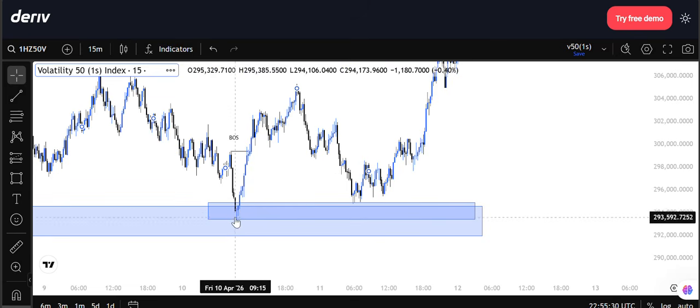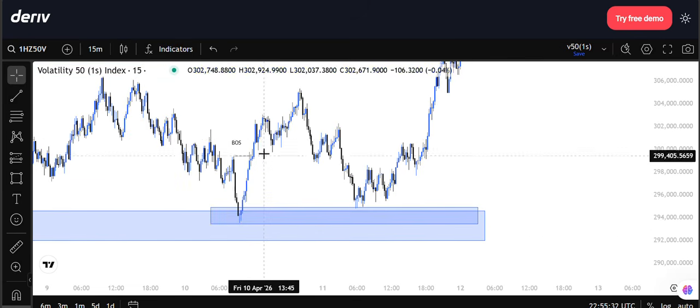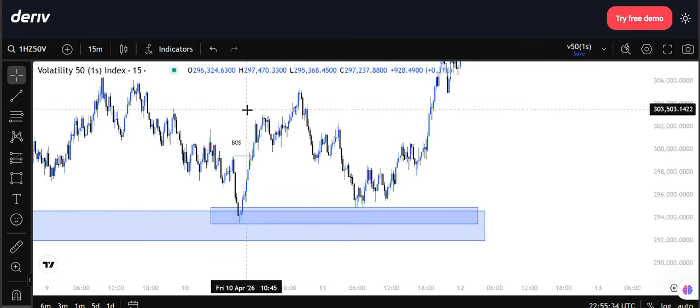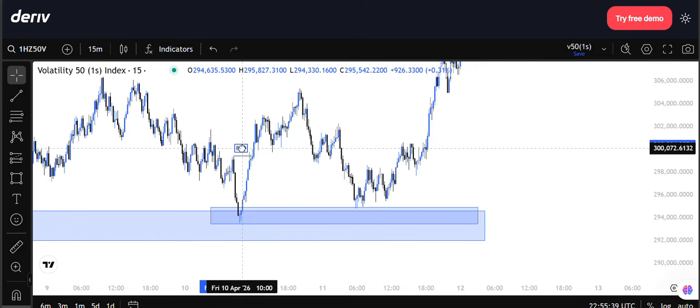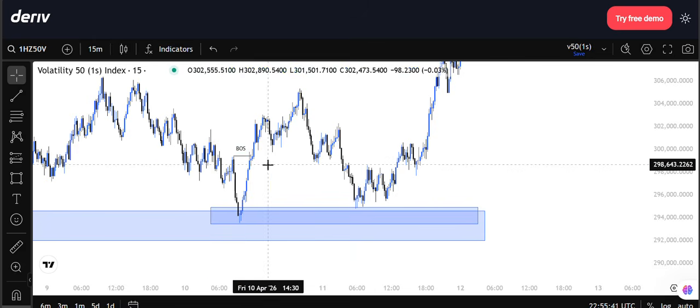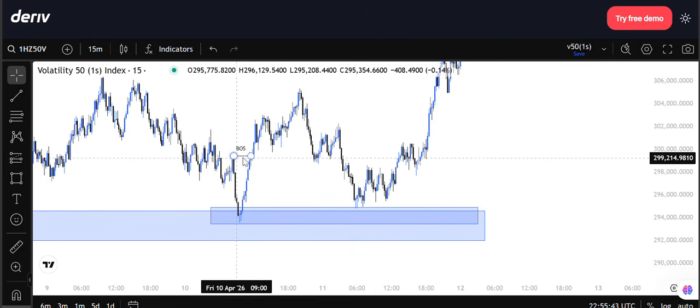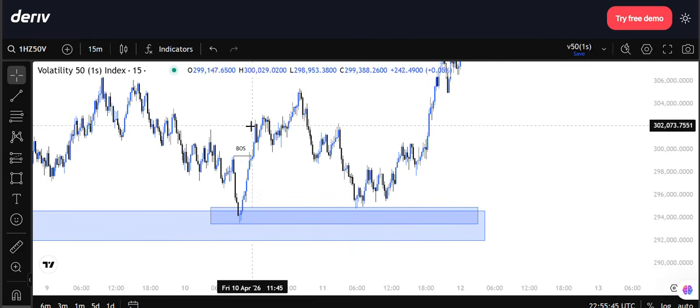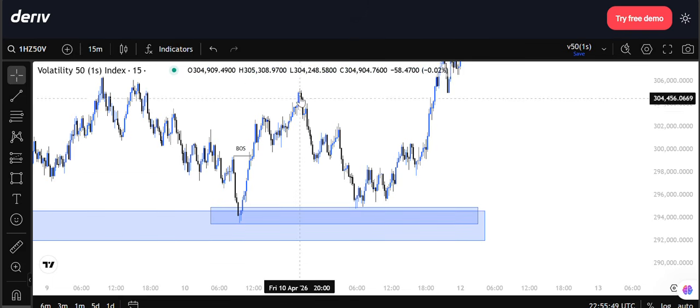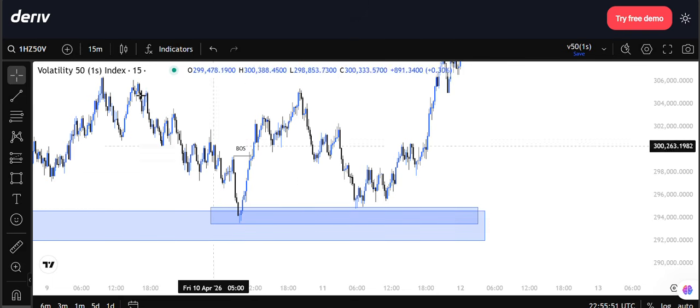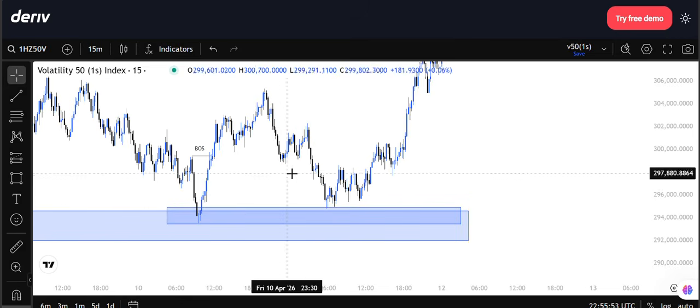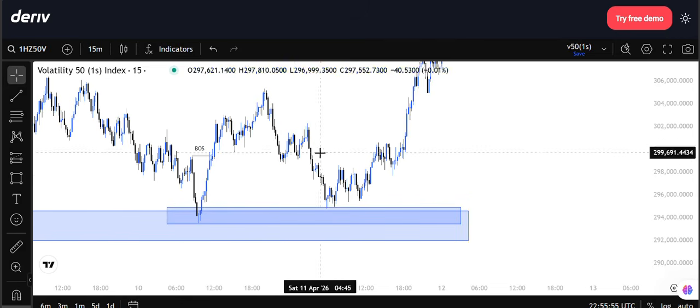The moment price tapped into that zone, we waited for a break of structure. So price tapped in, it broke structure to the upside. It took out this previous high, took out this previous high as well, took out all these highs. So there was a break of structure. The next thing we did, we waited for price to come and tap into our zone.